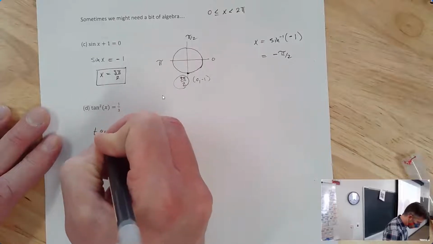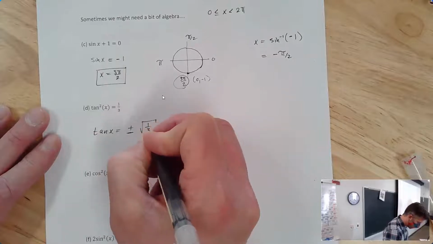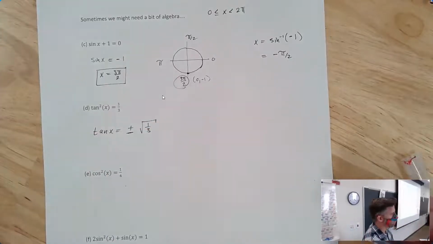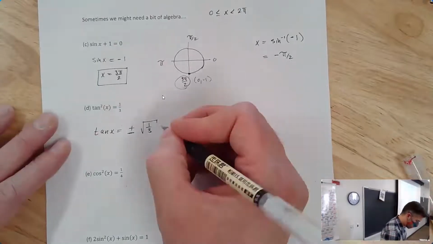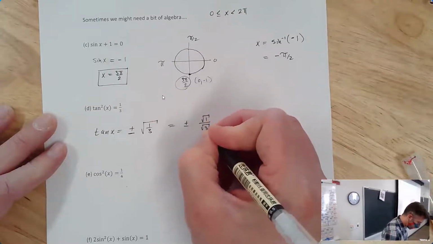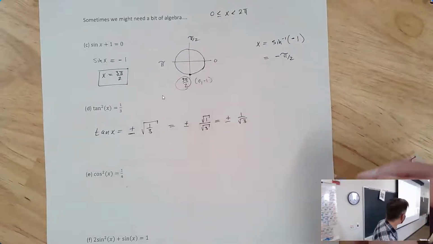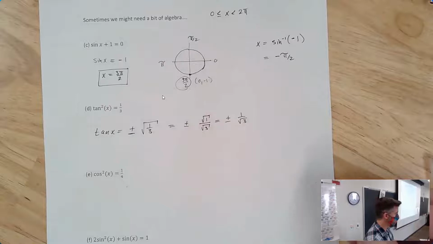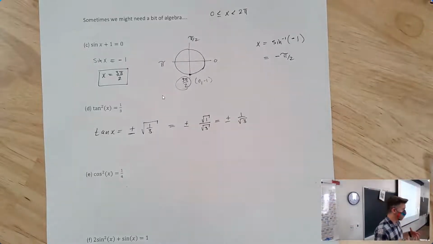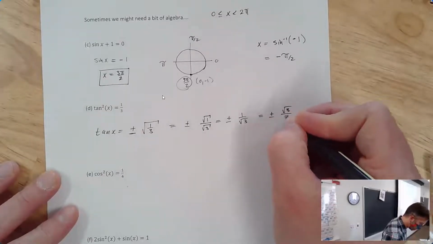So I'm going to have tangent of x equal to plus or minus the square root of 1/3. Now, that doesn't look like a number that's really obvious at first, so I need to simplify it. I'm going to write this as plus or minus the square root of 1 over the square root of 3. And that's plus or minus 1 over root 3, which does look like a tangent value that sticks out to me. There are angles we know where tangent is equal to that number. Or if you rationalize it, plus or minus root 3 over 3.